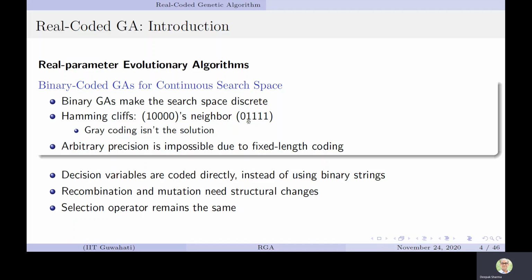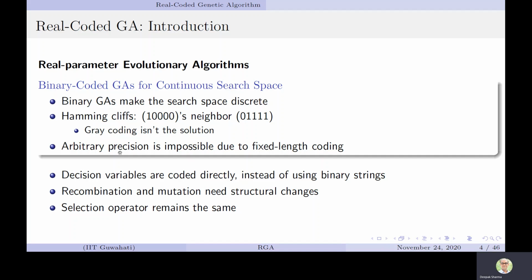but our GA has reached 01111. In the neighboring xi, we are close to the minima, but for a binary coded GA, it has to convert every bit in this second string, then only we'll get the first string, which we have assumed is a minima. So this problem is called the Hamming cliff problem, in which the real numbers are neighbors, but in the binary string, they are very far from each other.